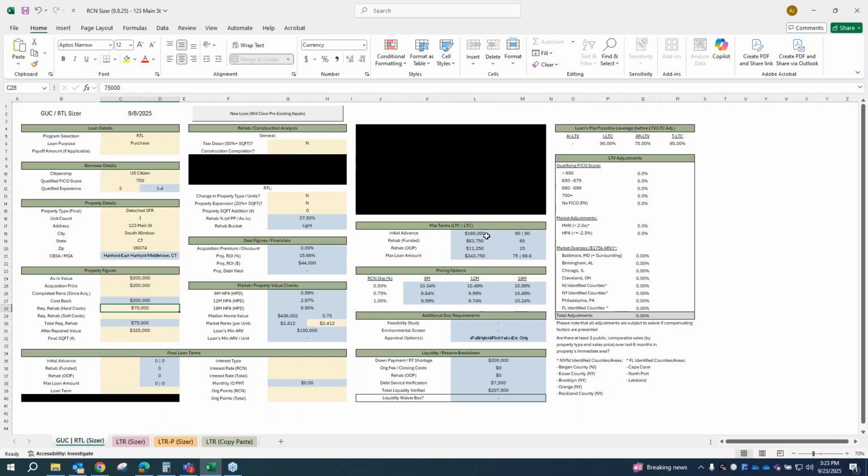But if the client prefers to do the 90% at closing and then do the $11,000 in out-of-pocket rehab, that is an option for them to do as well.